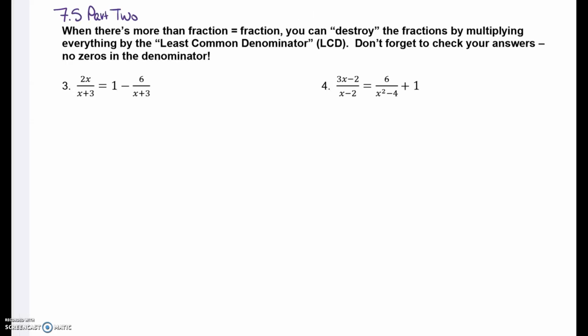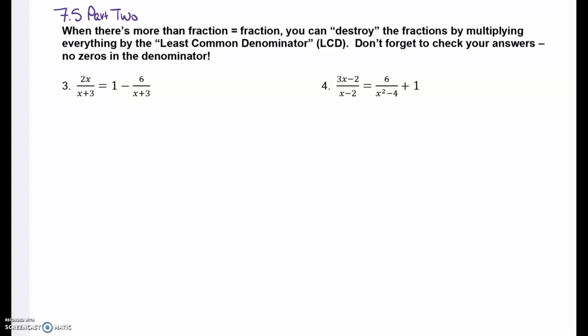There are two ways to solve rational equations when you don't have fraction equals fraction. One way is you could go back to what we learned in section 7.3, and you could try to combine the right side into just one fraction, and then you could cross multiply. But there's an easier way.